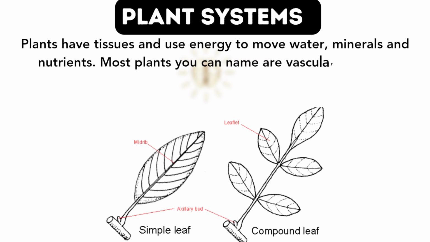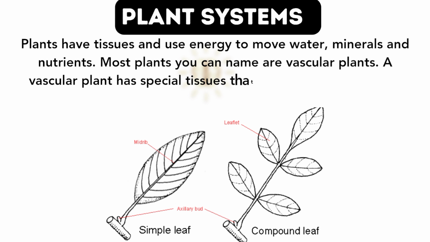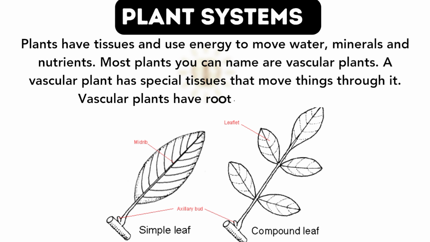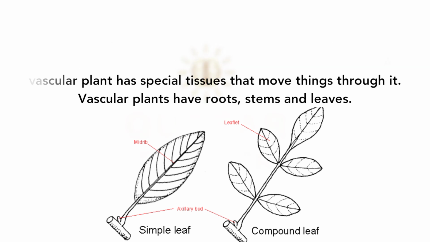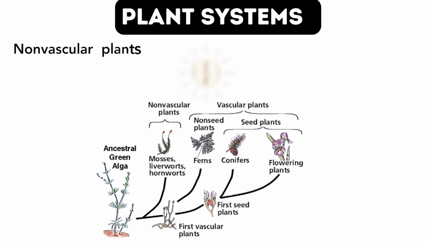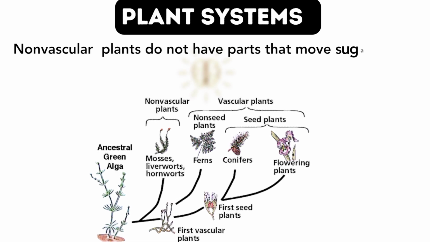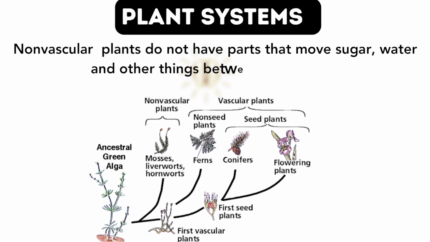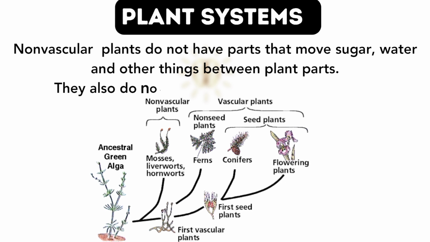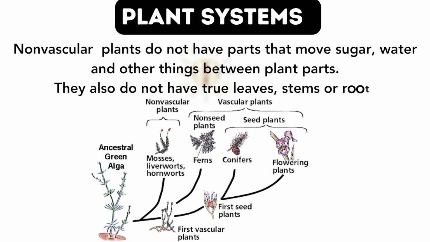Limit to grow. Most plants you can name are vascular plants. A vascular plant has special tissues that move things through it. Vascular plants have roots, stems, and leaves. Non-vascular plants. Non-vascular plants do not have parts that move sugar, water, and other things between plants. They also do not have true leaves, stems, or roots.